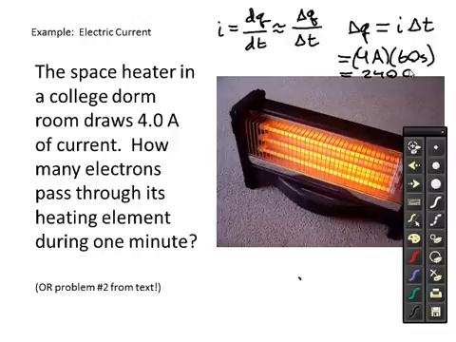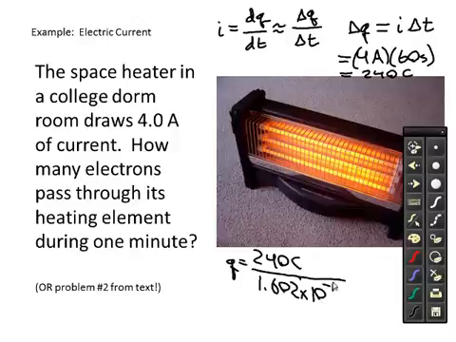That's not what they asked for. They don't want to know how much charge went through. They want to know how many electrons went through. What are we going to do? So 240 coulombs divided by 1.602 times 10 to the negative 19 coulombs per electron. And yeah, there should be a negative sign in front of both of these, but don't worry about it, Stephen. We're just after the number.